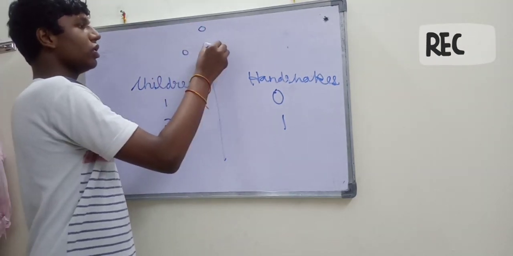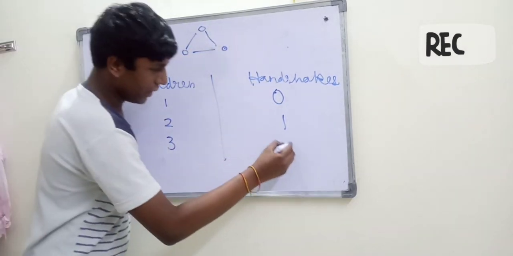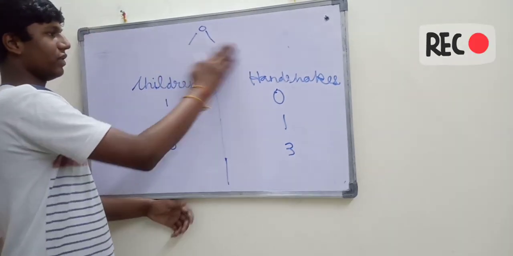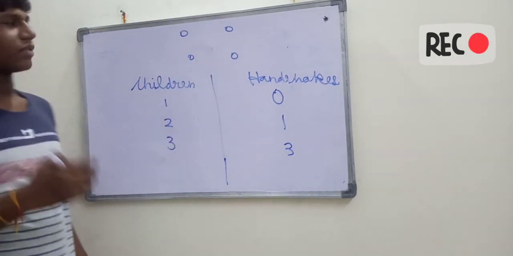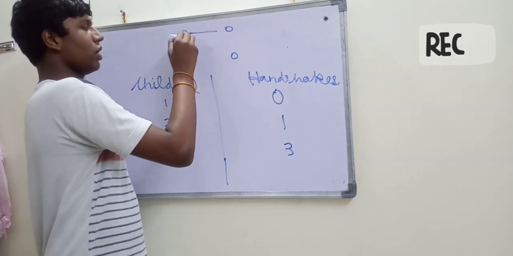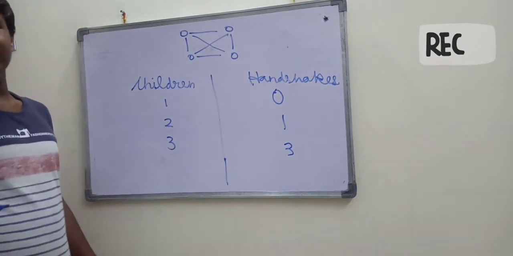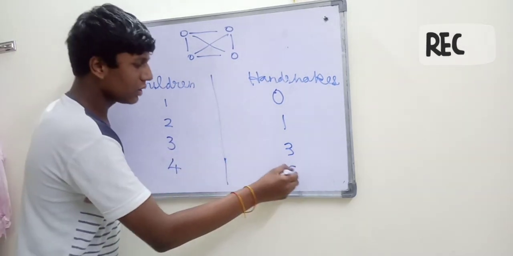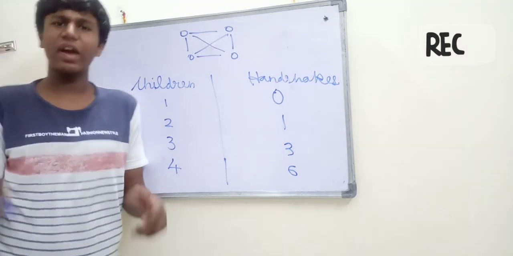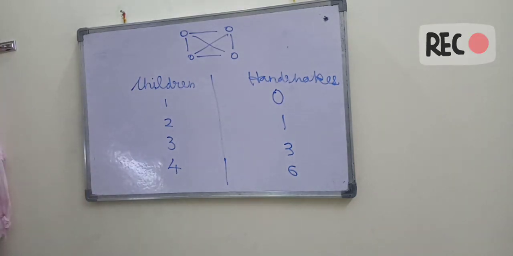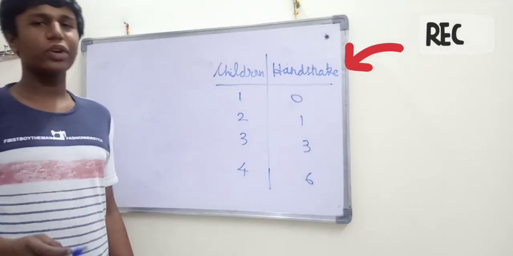Now if there are 3 children, 1 2 3, then there would be 3 handshakes between them. If there are 4 children, then there would be 1 2 3 4 5 and 6 handshakes between them. Now we have compiled enough data from which we would derive an equation for the number of handshakes.